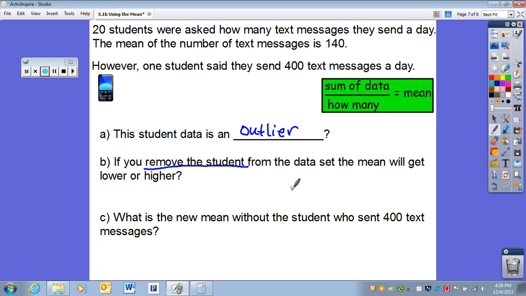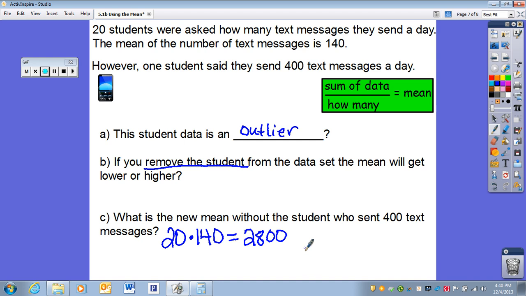Well, let's see. If 20 students were asked how many text messages they send and the mean was 140, I want to know how many total text messages those 20 students sent. So remember, to find the mean, we divided by 20. I want to multiply by 20 now to find out what the total text messages were. That would be 2,800 text messages from the 20 students.